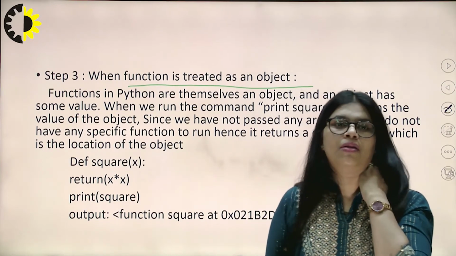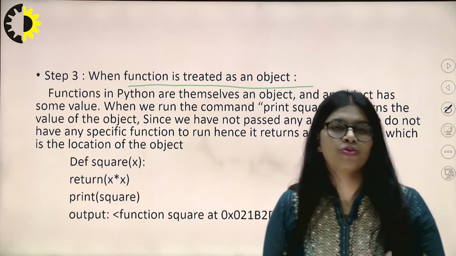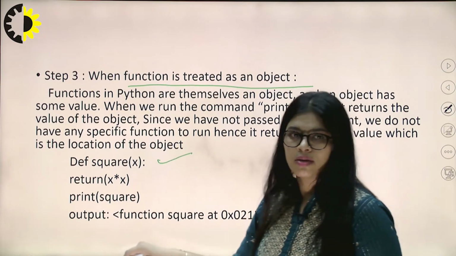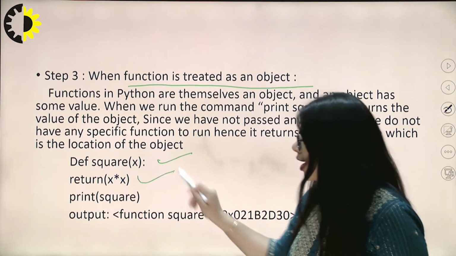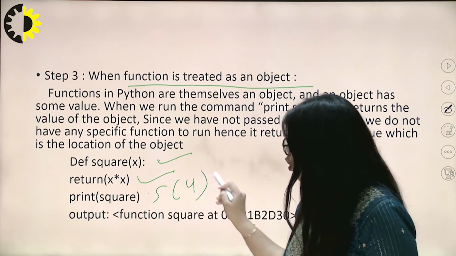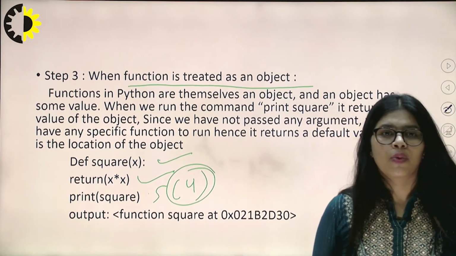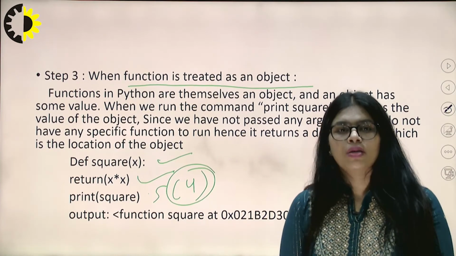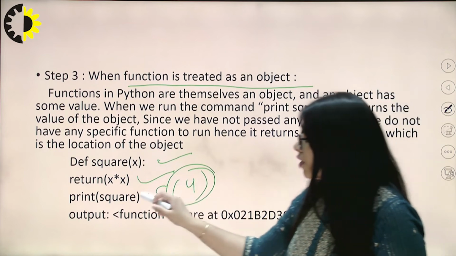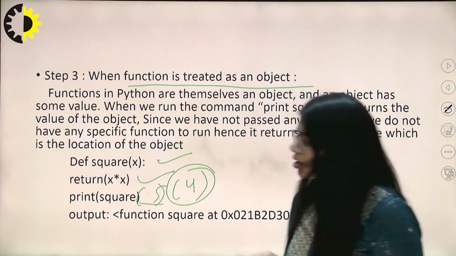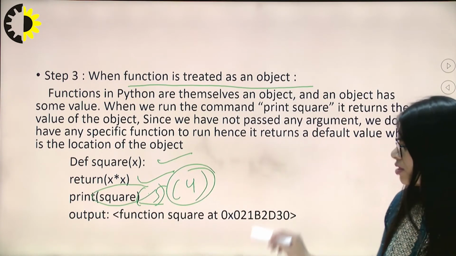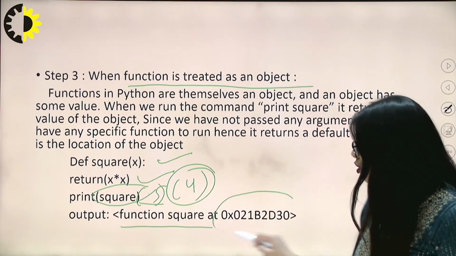It will print the location of that object, means the location of that variable. You define the function, then return x and print square, and you are not going to use the value of x. What is the value of x we are going to print? If we are not showing the value of x here, then it will directly print the location, means function square at this kind of location.